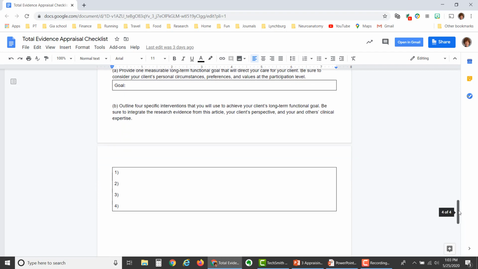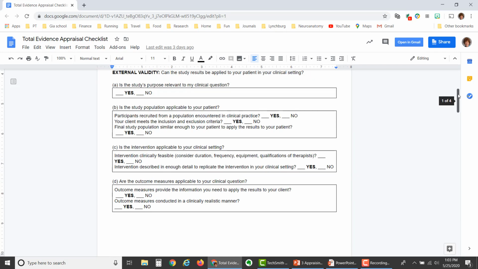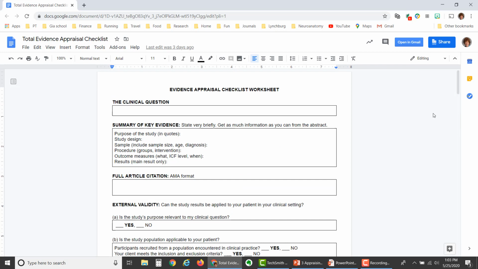As I mentioned previously, this is the form in its entirety. We're just going to start with the very top of the form, and then we'll talk about the rest of the form during class.